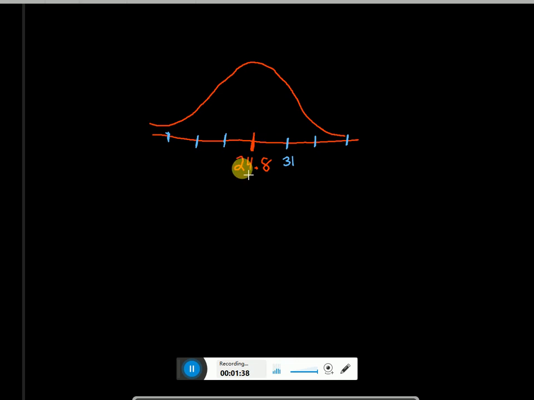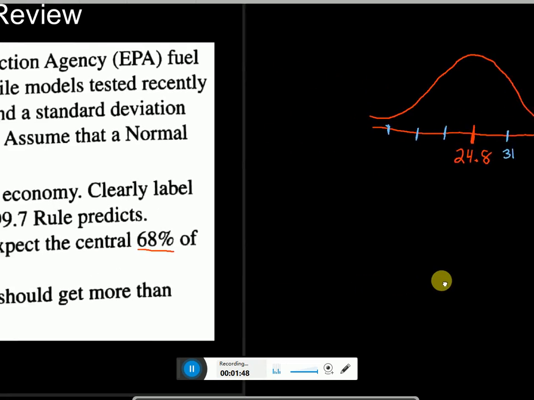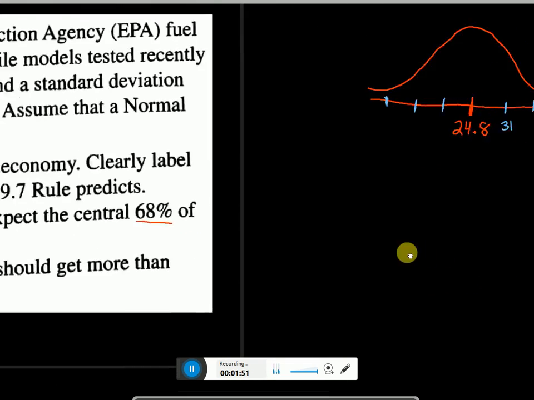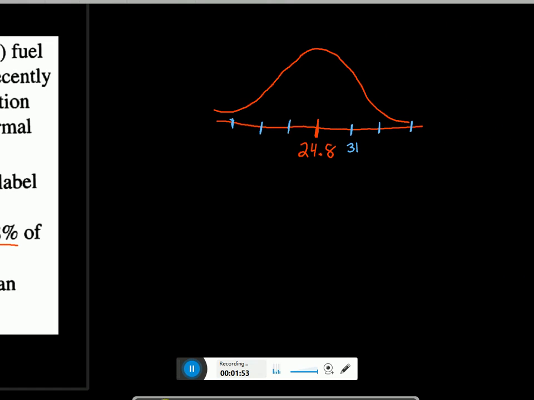Going backwards the other way, 24.8 minus 6.2 gives us 18.6. Okay. So that range right there is my 68%. So to answer letter B, I don't have to keep going.